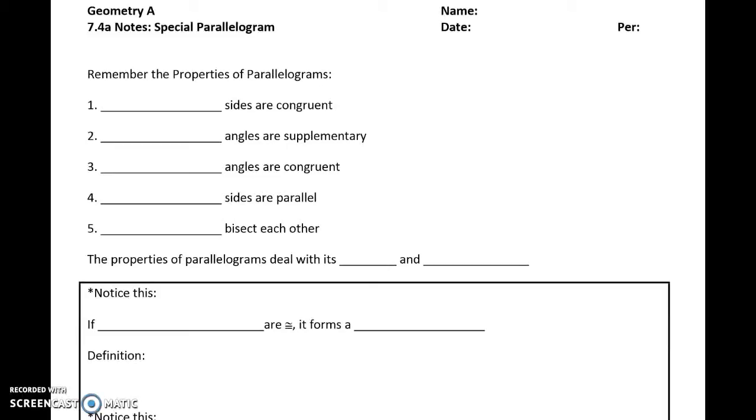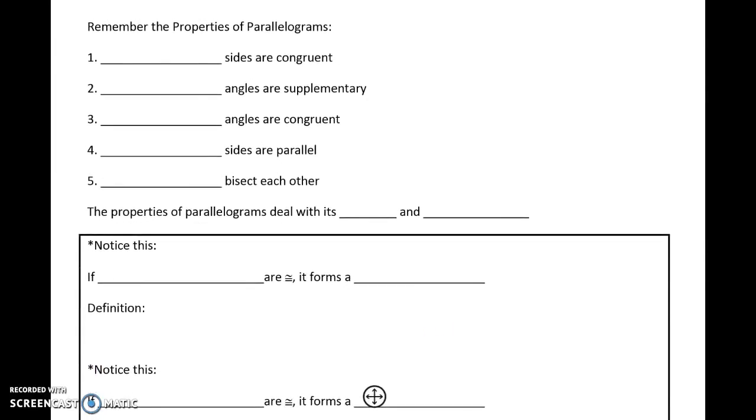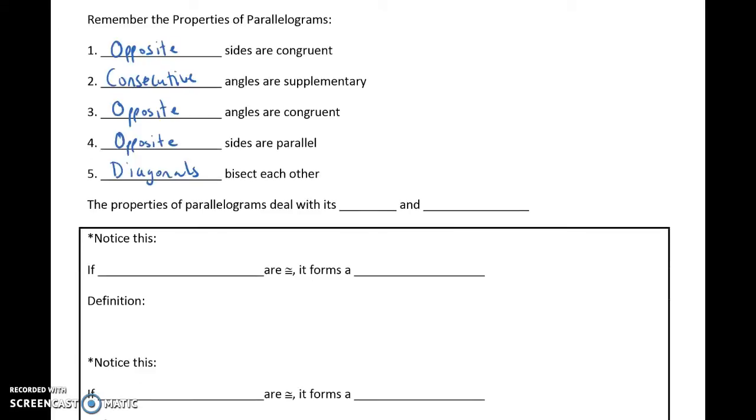Okay, we're going to be looking at some special parallelograms today, but before we do that, I'd like you to take a moment and remember the properties of parallelograms from a couple lessons ago, and go ahead and fill in those blanks, 1 through 5. Hopefully you got them all. So most of these, all except for number 5, the diagonals, deal with the sides and angles.